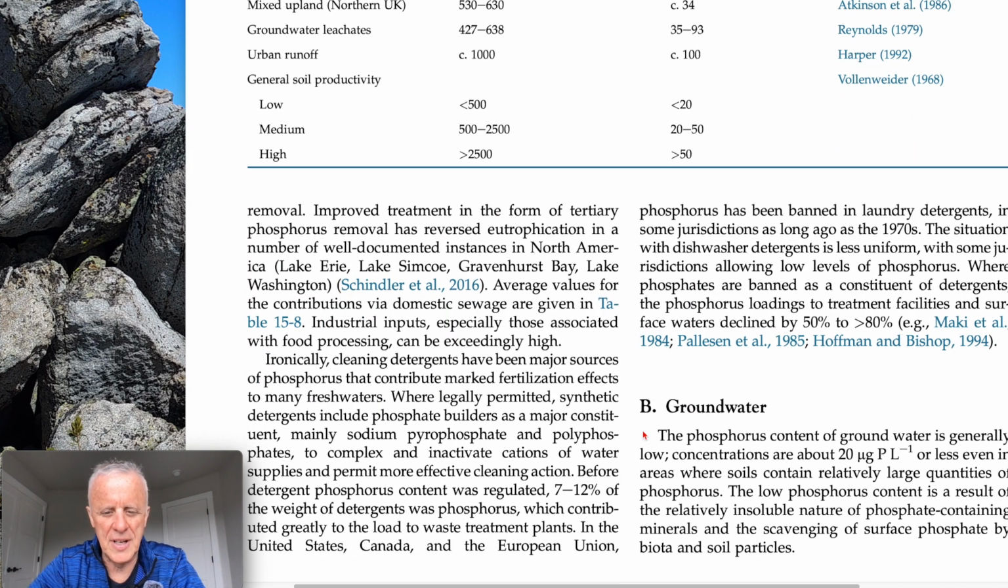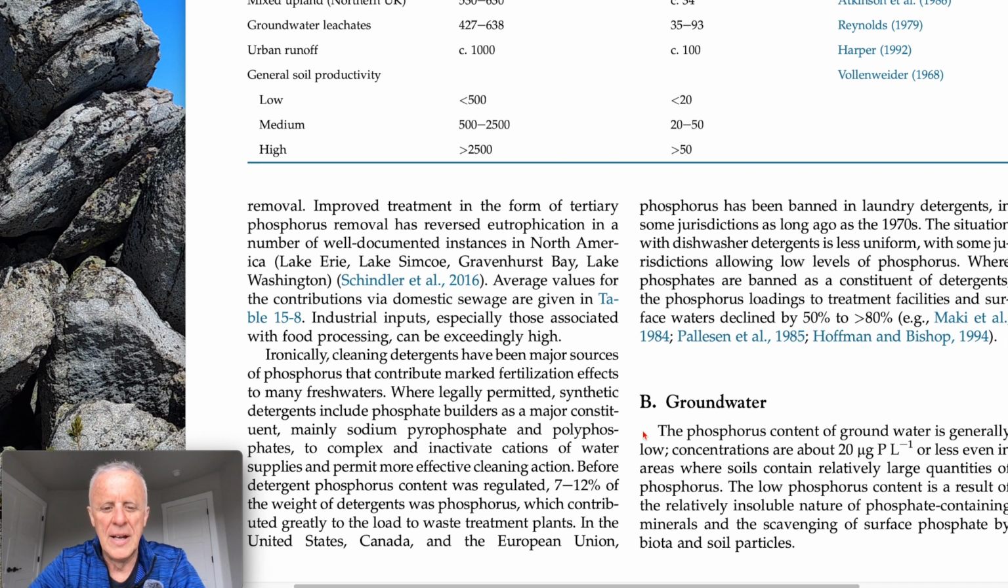Ironically, cleaning detergents have been major sources of phosphorus that contribute marked eutrophication effects to many freshwaters. Where legally permitted, synthetic detergents include phosphate builders as major constituents, mainly sodium pyrophosphate and polyphosphates, to complex and inactivate cations of water supplies and permit more effective cleaning action. Before detergent phosphorus content was regulated, 7 to 12% of the weight of detergents was phosphorus, which contributed greatly to the load to waste treatment plants.